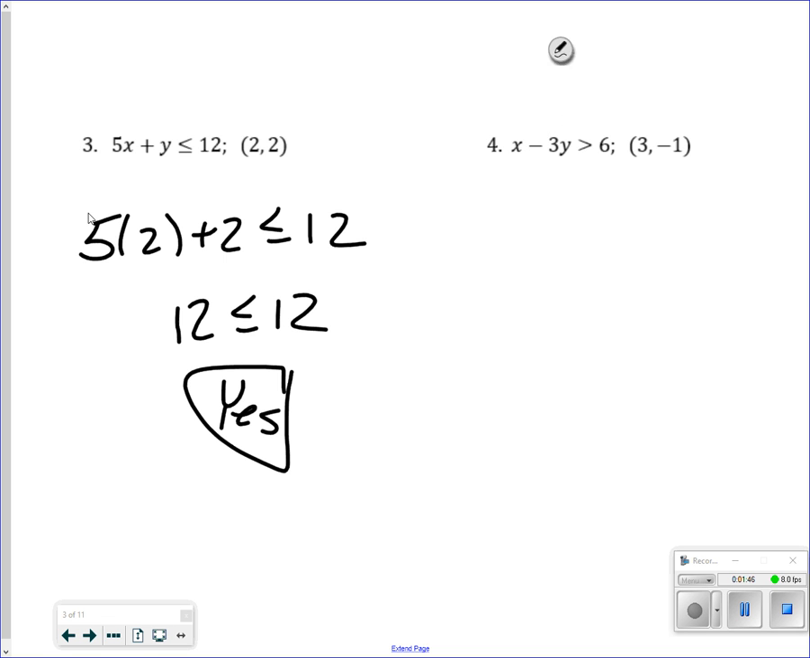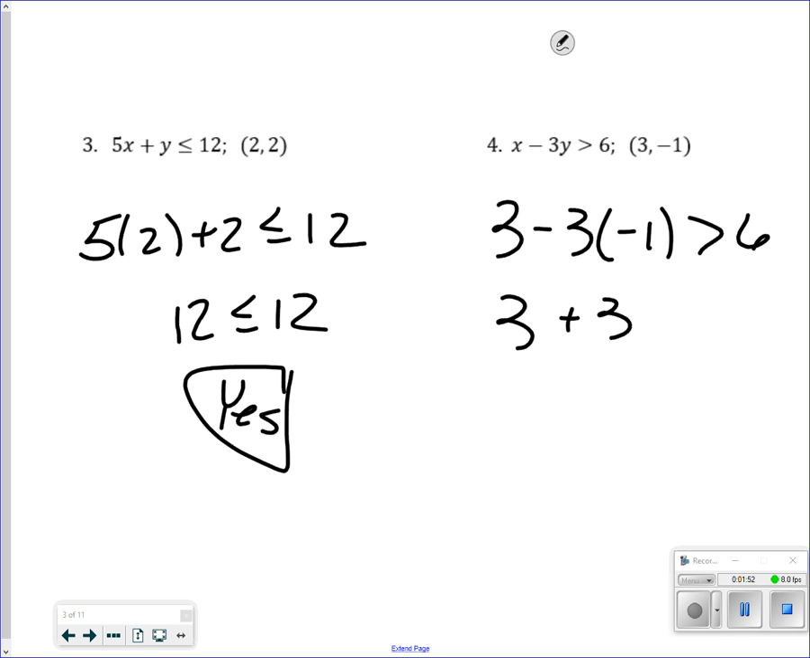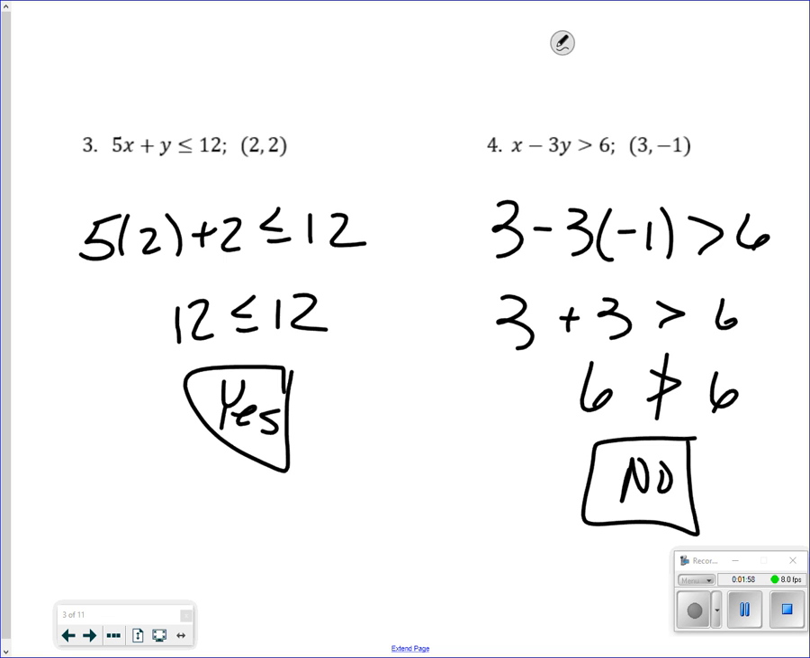And so the next one, we're going to put 3 in for x and negative 1 in for y. So this is 3 plus 3 is 6. And this is a no. 6 is not greater than 6. Now the last one was true because of the equal to line.